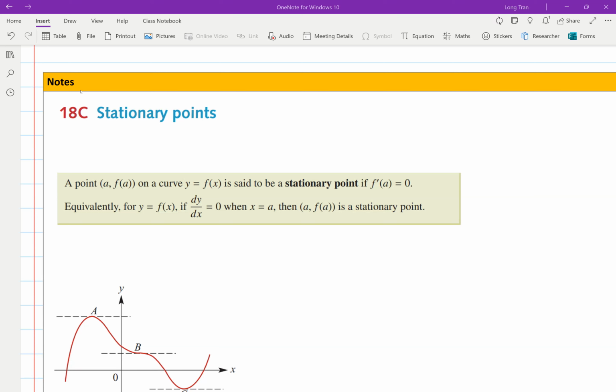All right, today's lesson, exercise 18C. We're going to now talk about stationary points. Remember, chapter 18 is all about applications. So you're going to be applying your derivative rules. Hopefully you've learned all your 6 rules, chain rule, and then product rule. Okay, 6 rules plus chain rule and product rule.